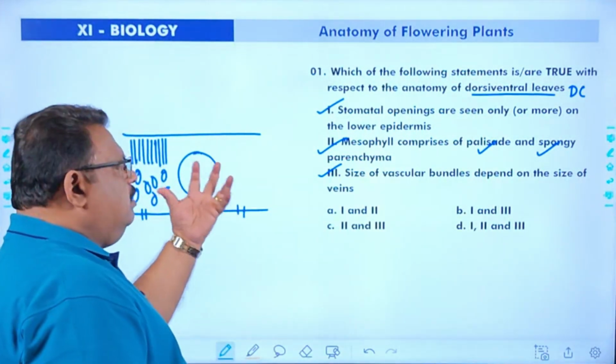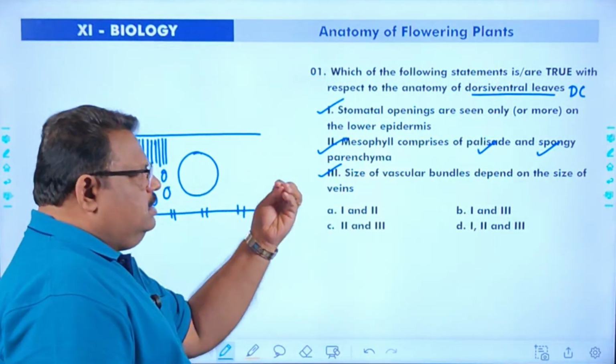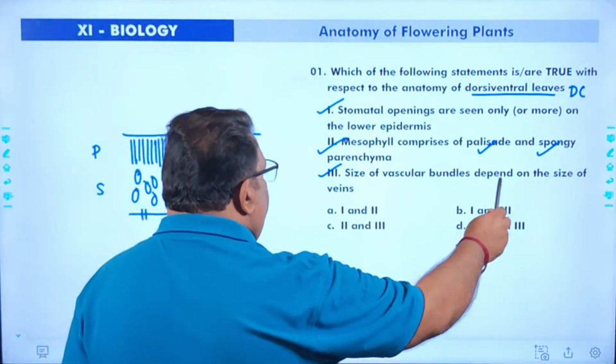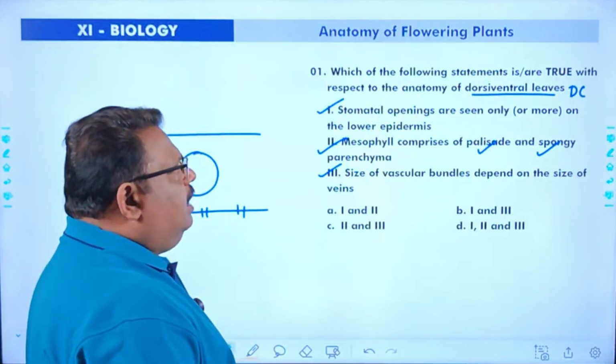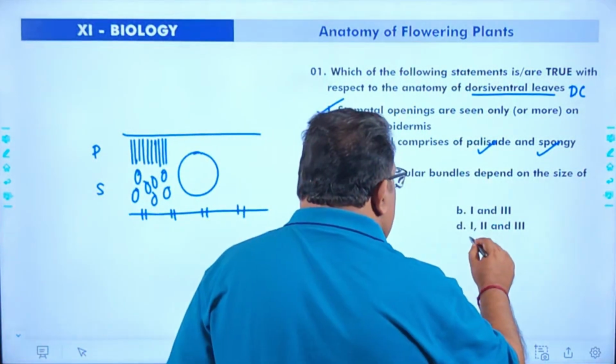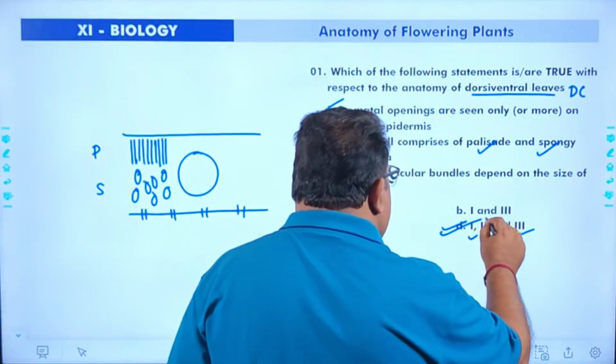So when there is a larger vein, a larger vessel will be there. When there is a smaller vein, the vessel size will also be smaller. The size of the vascular bundle depends on the size of the vein. That also is a right statement regarding dicot leaf. So the true statements are 1, 2 and 3. D is the correct answer.